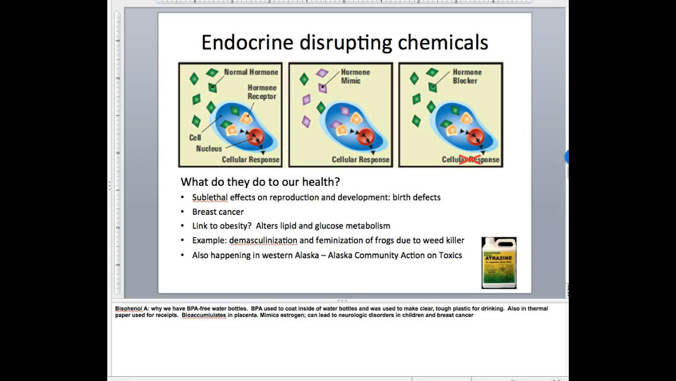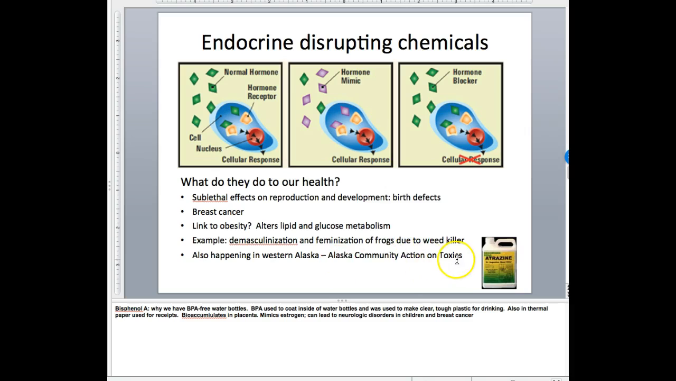So, for example, atrazine is one that's been in the news lately as far as demasculinizing and feminizing frogs due to the chemicals in this weed killer. So if it's doing that to frogs, what is it doing to those of us that eat food that has been treated with this weed killer, right? Something to be concerned about.